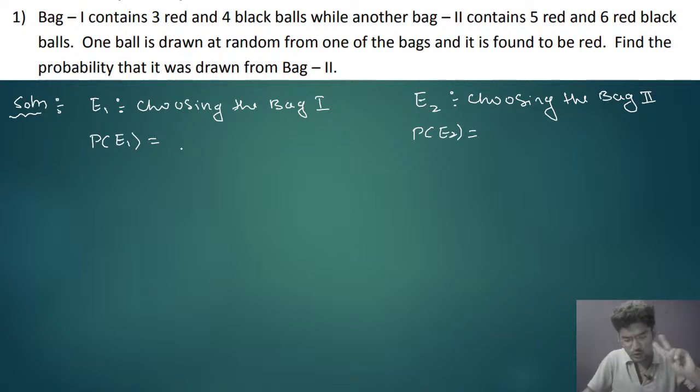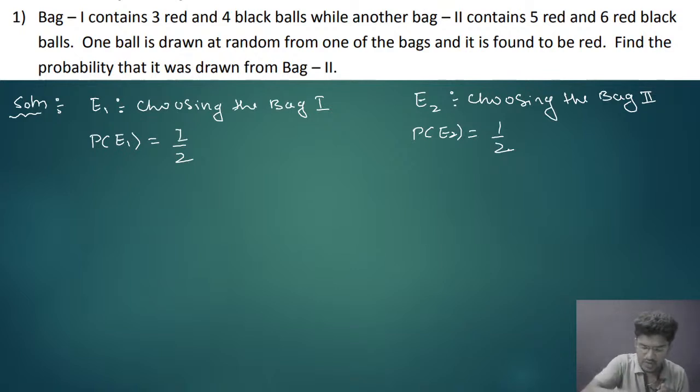See, there are two bags. I am choosing bag 1. So that is 1 by 2 as the probability of E1, because you have two bags. Out of those two bags, I have to choose one. That means 1 by 2. The same way, choosing bag 2 is also 1 by 2, because there are two bags. Please understand there are two bags. Out of those two, I have to choose one bag. That will be 1 by 2. Same for event E2. Here also I have to choose one bag out of two bags. Therefore, this is also 1 by 2.